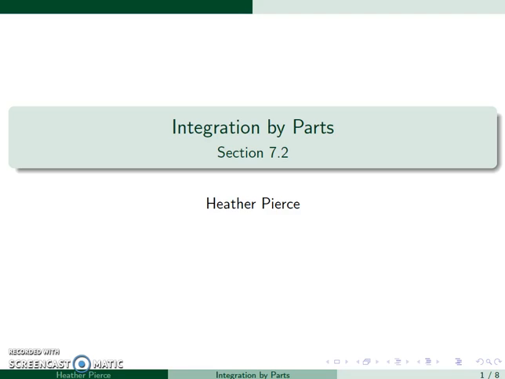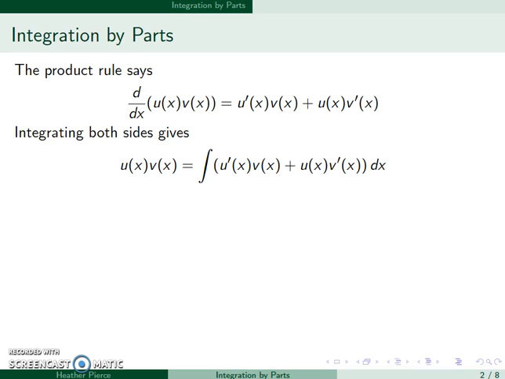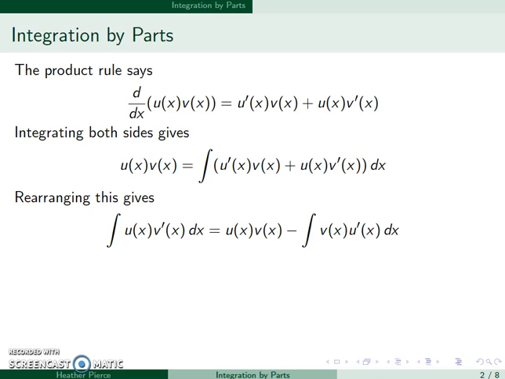We will now discuss integration by parts. So the product rule tells us that the derivative of a product u(x)v(x) is the derivative of u times v plus u times the derivative of v. Integrating both sides gives us that uv is equal to the integral of u'v + uv'.